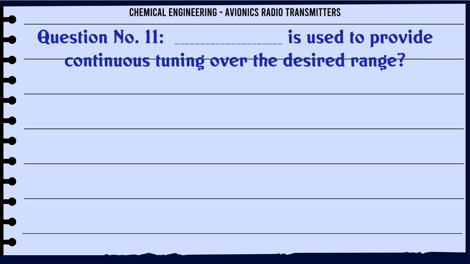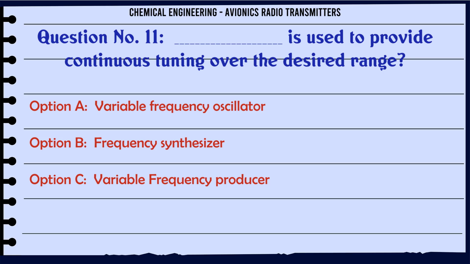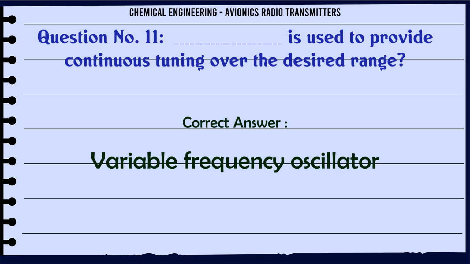Is used to provide continuous tuning over the desired range. A. Variable frequency oscillator. B. Frequency synthesizer. C. Variable frequency producer. D. Frequency multiplier. The correct answer is variable frequency oscillator.